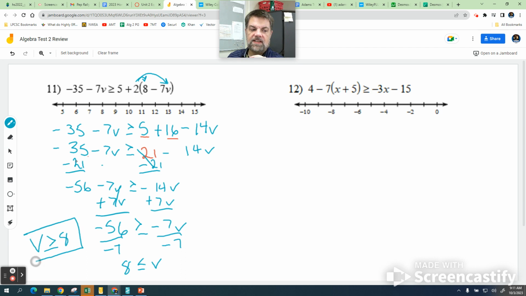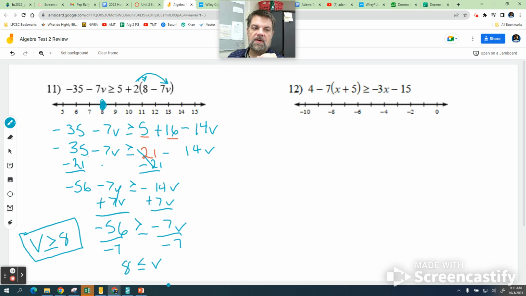How many of you got that? Good, good. So because of the equal sign, if you didn't get it, it's probably the flipping of the inequality when you divide by a negative, or a simple math error. All right, that's why we double check this.